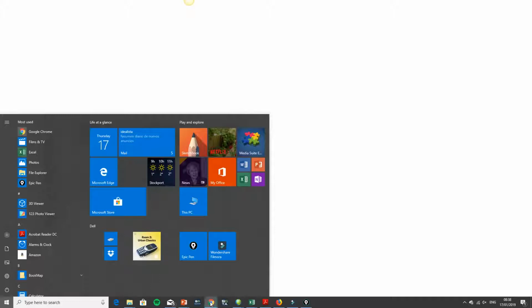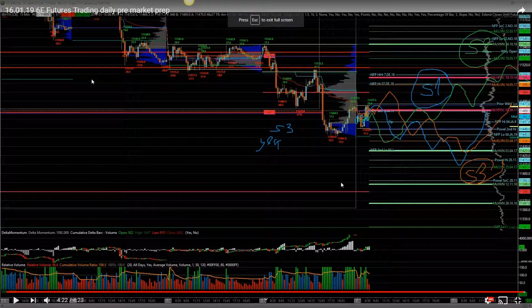So, these are the scenarios for yesterday. It's a bit messy. Scenario 1 was in blue and was test high and extend to the downside. Scenario 2 in green was test lower and extend to the upside.